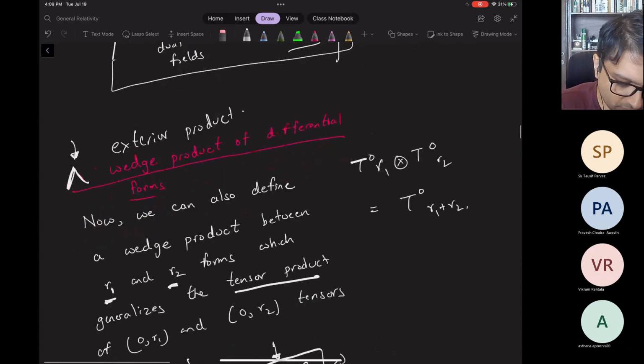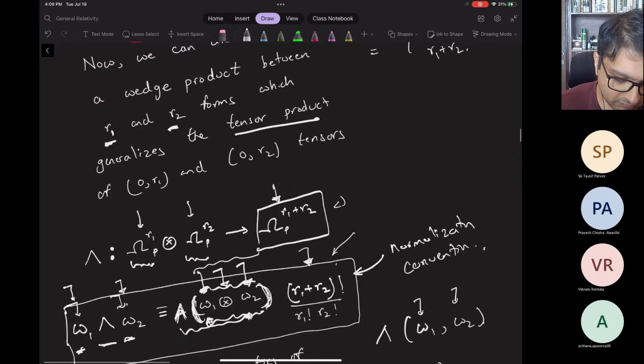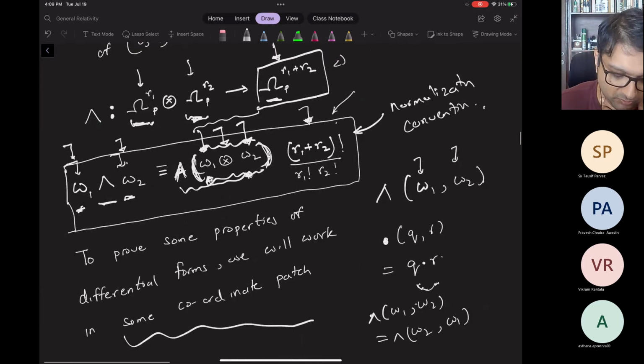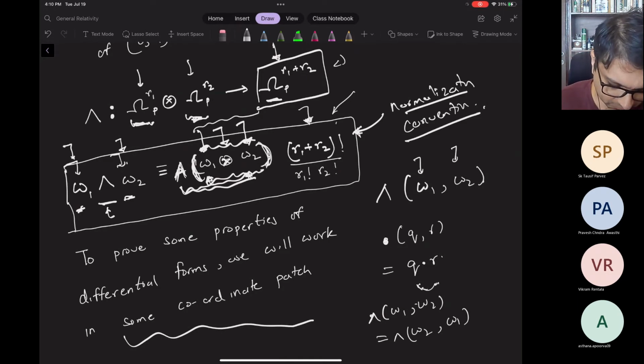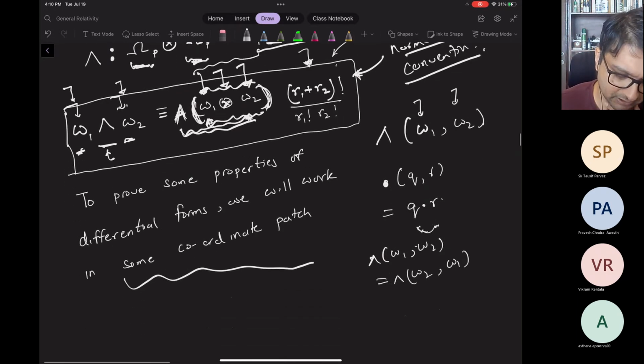Then we defined a wedge product, or what is called an exterior product, between two differential forms. If I have a differential form of type R1 and another of type R2, the wedge product takes me to a differential form of type R1 plus R2, where we define this wedge product as some kind of anti-symmetrization of the normal tensor product with some factors to account for the number of permutations. This is a convention for normalization.